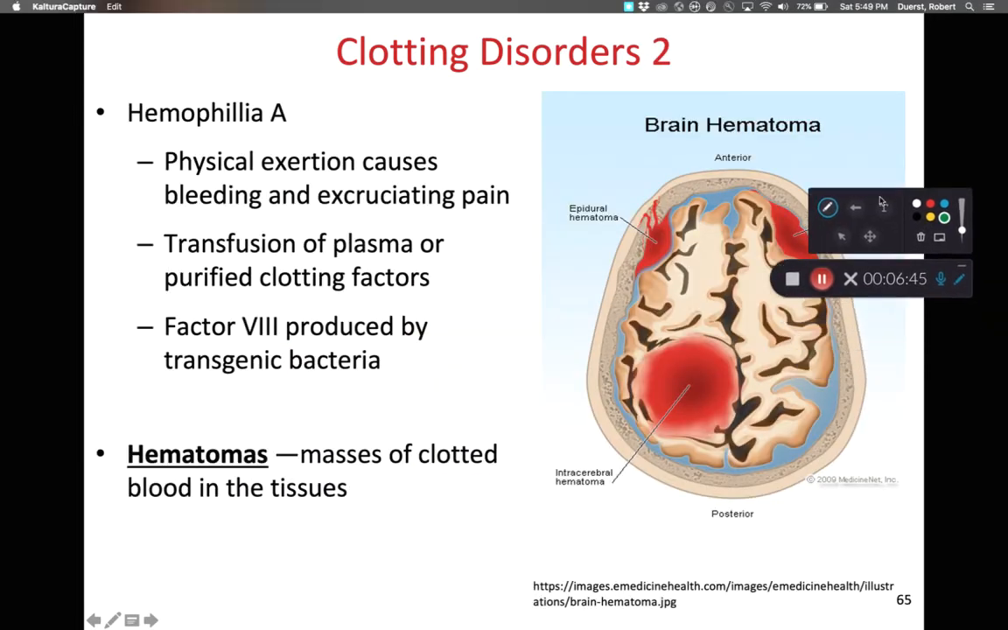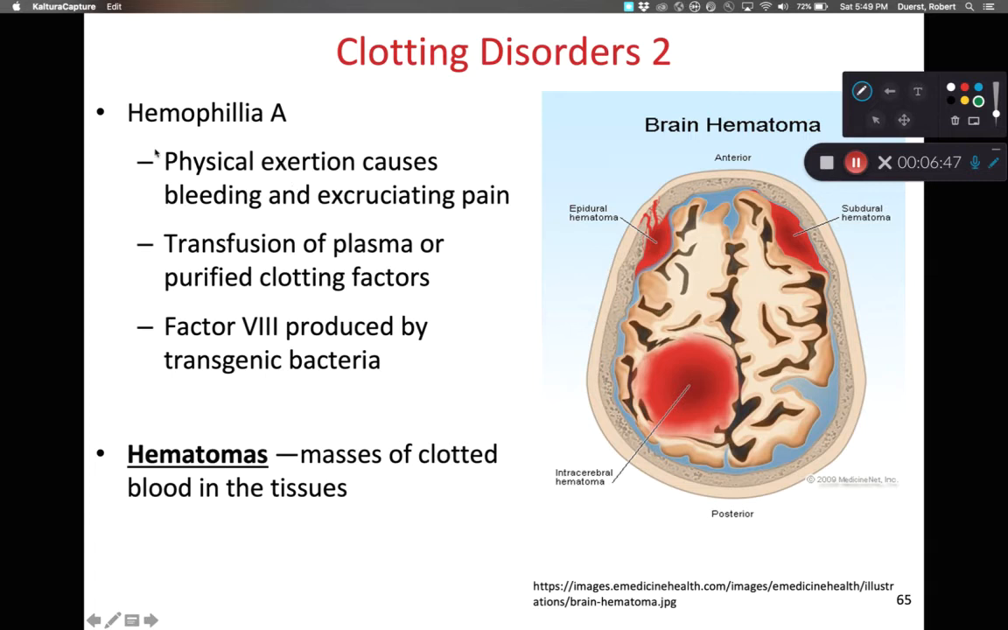Now, as we're looking at these blood clots, hemophilia A is a problem because we really depend on the factor associated with hemophilia A. If we have too much physical exertion, we get very tiny blood tears in our blood capillaries that can just bleed and bleed and bleed, and that leads to lots of pain, excruciating pain, as blood pools and causes pressure for the individual.